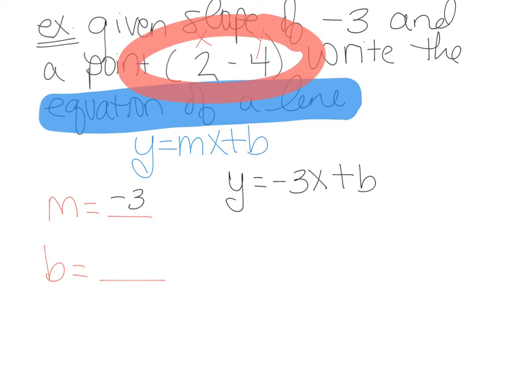-4 in for y because that's my y spot. And then I'm going to solve for b. So I'm going to plug -4 in for y, 2 in for x, and I'm going to solve for b.